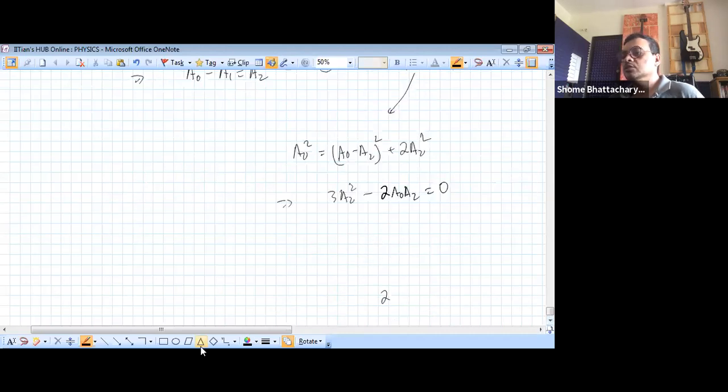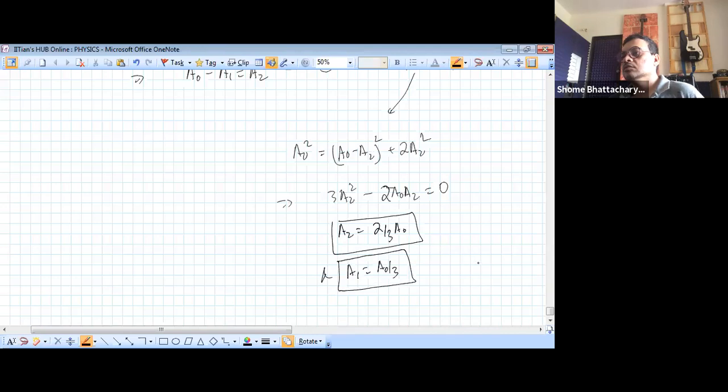So obviously E2 can't be 0. So the only possible solution we have is that E2 is equal to 2 by 3 E0, and E1 is equal to E0 by 3. So finally, these are giving me the amplitudes, and the other things like transmission speed and wavelength and all that we already found out earlier.